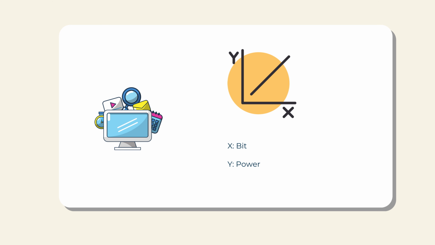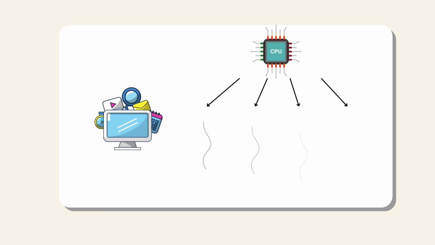In classical computing, power grows linearly with the number of bits. Add one bit and you just add one more state. The system can only handle one specific state at a time. Even with multi-core processors, it's still just dividing up the work across many single-state processors.